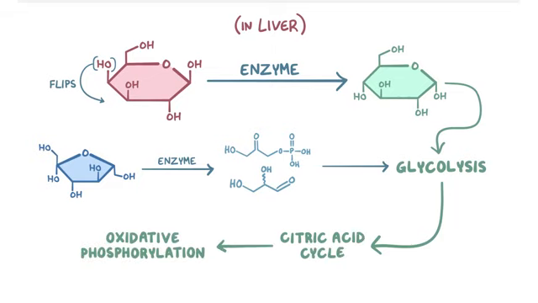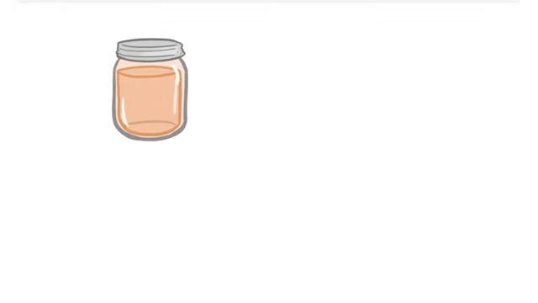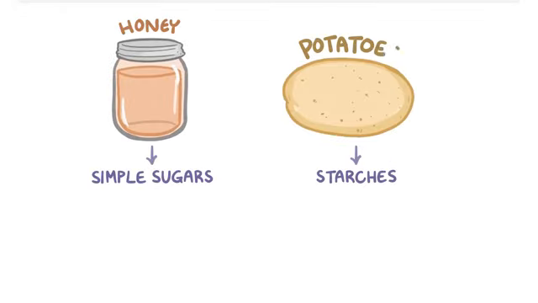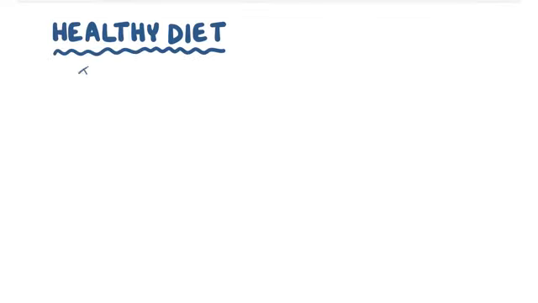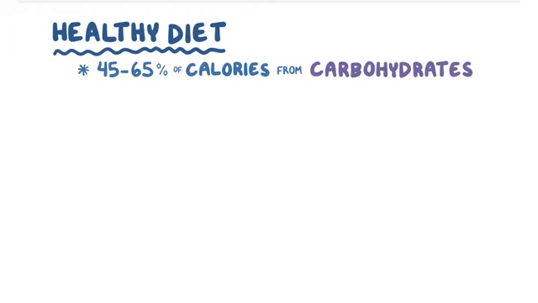Ultimately, all digestible carbohydrates, regardless of whether they come from simple sugars in honey or from starches in baked potatoes, are broken down into their component monosaccharides for immediate energy use or stored away for a rainy day, depending on what the body needs. The National Academies of Sciences, Engineering, and Medicine recommended that a healthy diet contain 45 to 65% of its calories from carbohydrates.